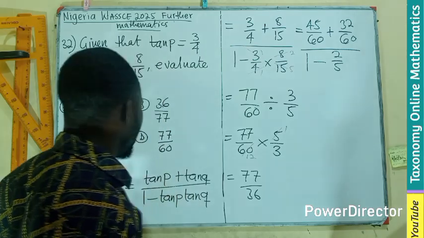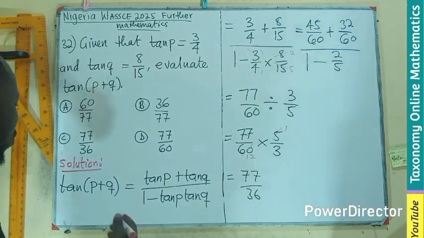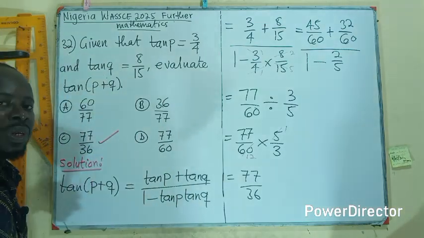So in checking this, we need to check which of the options will best fit. And this will be option what?